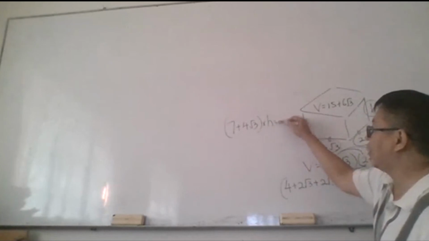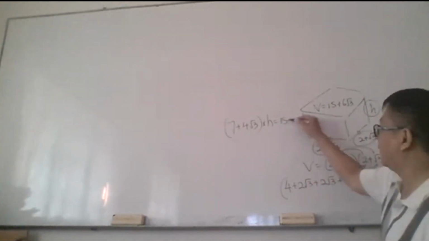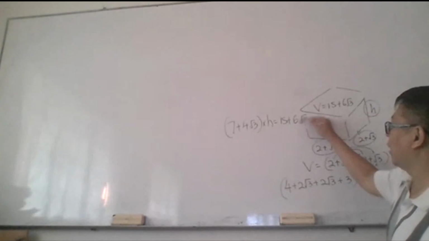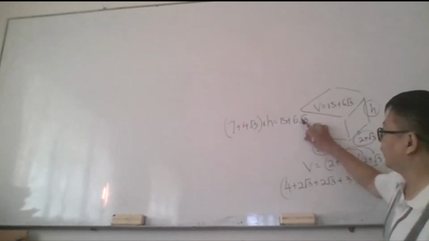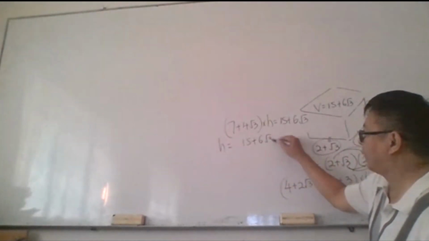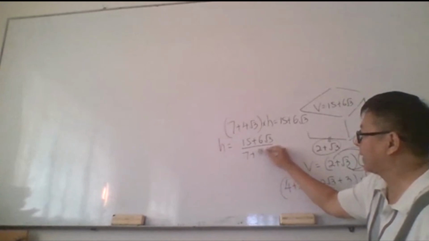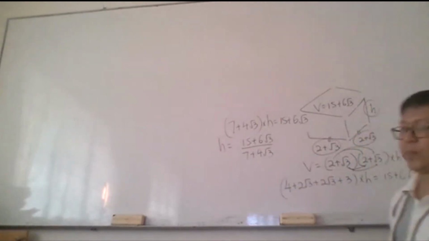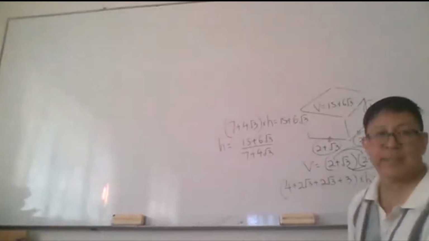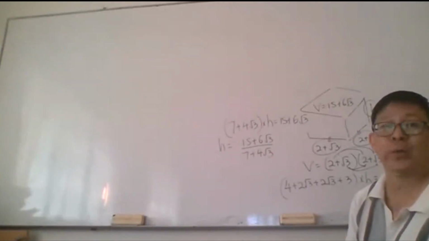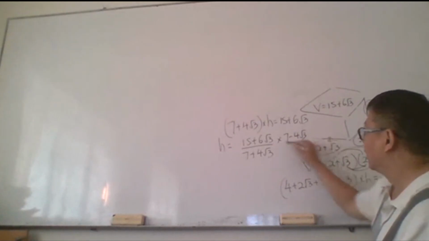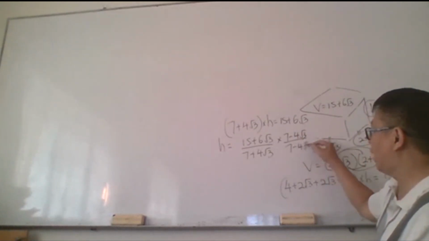So 7 plus 4 square root 3, times h, will be 15 plus 6 square root of 3. So to find your h, you get 15 plus 6 square root of 3 over 7 plus 4 square root of 3. So remember, in order to find h, this is not the answer. So we must use the conjugate surd. So 7 minus 4 square root of 3 over 7 minus 4 square root of 3.